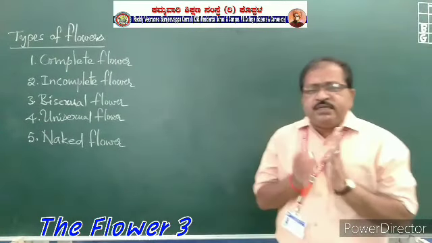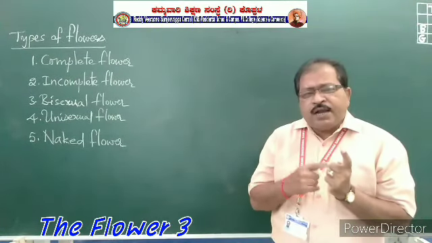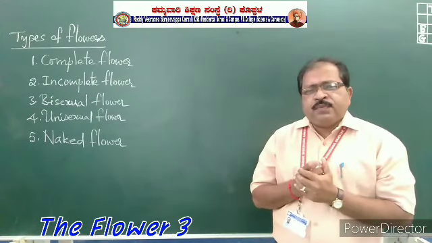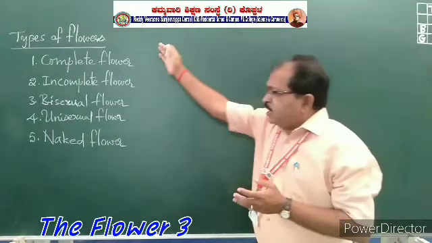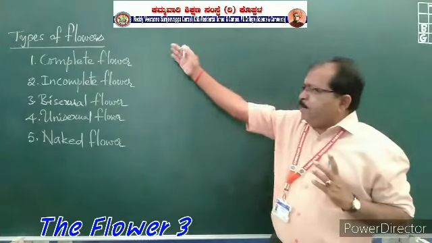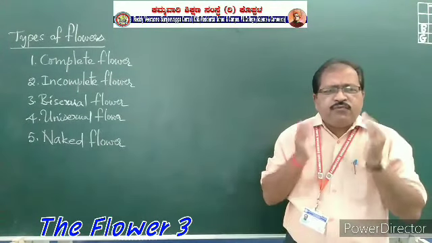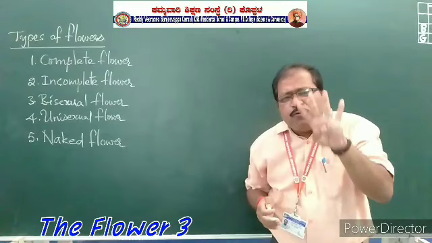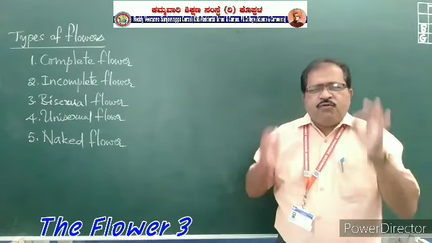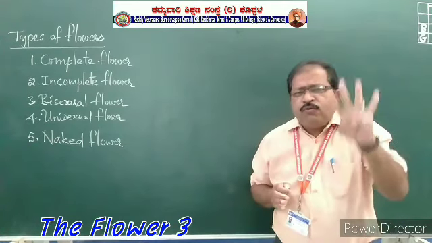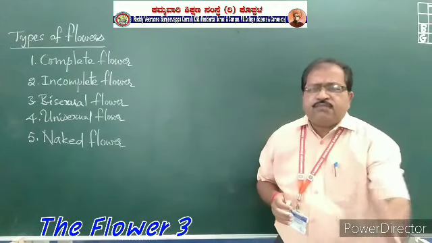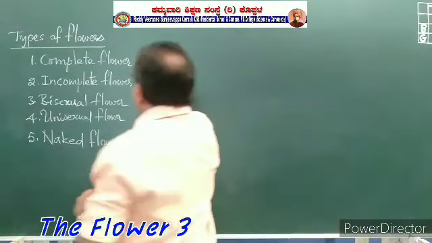What are the four parts here? Calyx, corolla, androecium and gynoecium. Based on the presence of these four parts, the flowers are of these five major types. First one, the complete flower. The flower which is having all the four floral parts in one flower is called a complete flower. Example, hibiscus.